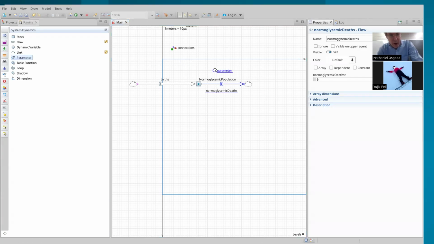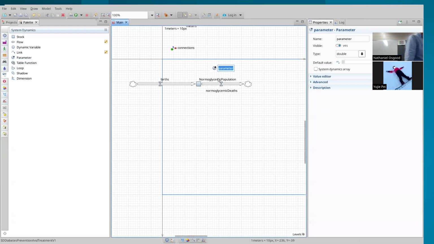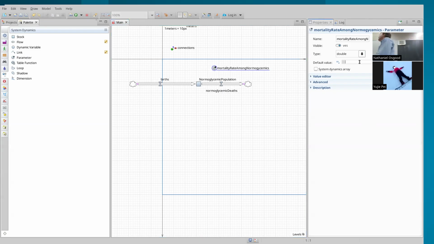So I'm going to have a parameter, and I'm going to drag it in. And this parameter, which I'm also going to name with a lowercase, is going to be called mortality rate among, you could call it NG, I'm going to call it normal glycemics. Okay, so I'm going to specify a mortality rate among these normal glycemics. This is going to be a rate of mortality. And this is going to be as a rate.